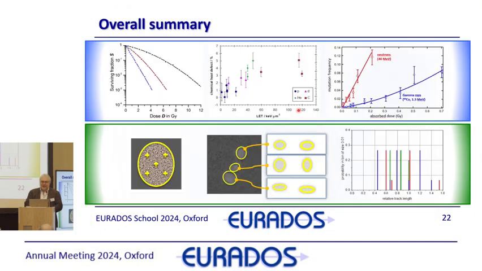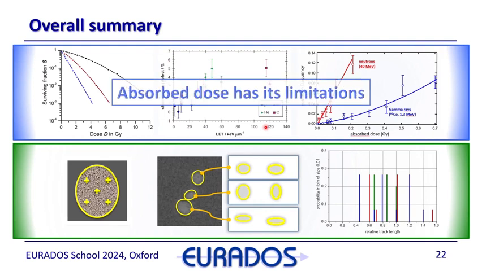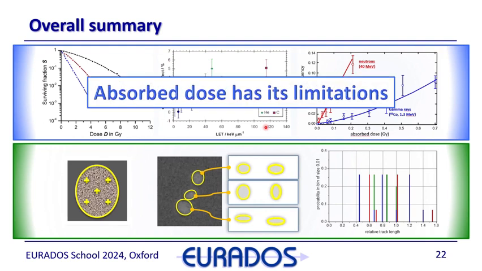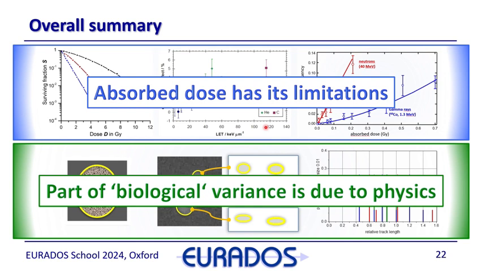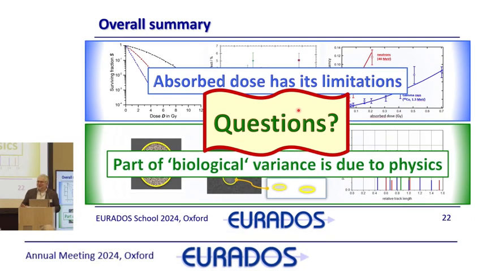So, as my overall summary, these were many of the slides I showed today. In the first part, I wanted to convey the message that absorbed dose has its limitations. And in the second part, I wanted to say that part of the biological variance is due to physics. And so I hope I have not spoiled the day, because it's all about the symmetry today, but I cordially invite your questions. Thank you.